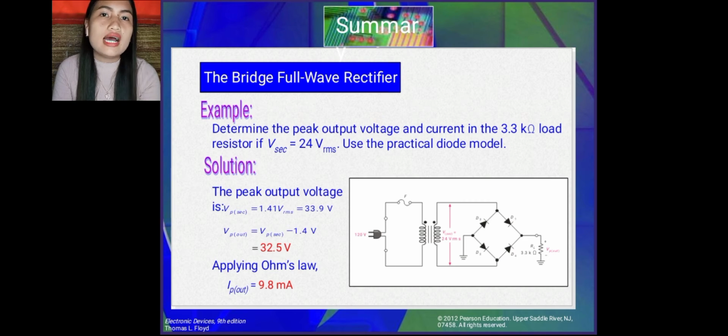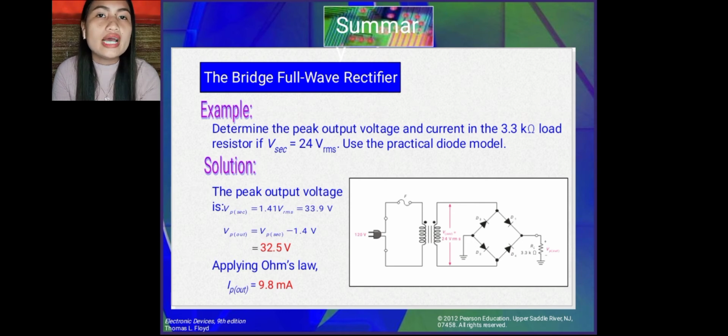So, first is, hahanapin natin yung peak output voltage na which is meron tayong V sub P secondary is equal to 1.41 VRMS is equal to 33.9 V. Bakit siya naging 33.9 V? Dahil gimultiply natin ang 1.41 VRMS sa given na volt secondary na 24 VRMS. Then gagamitin natin itong value na ito para hanapin ang peak output voltage. So, may equation tayo na V sub P out is equal to V sub P secondary minus 1.4 V. So, isubstitute natin yung value na 33.9 minus sa 1.4 V. So, we can get the answer na 32.5 volts.